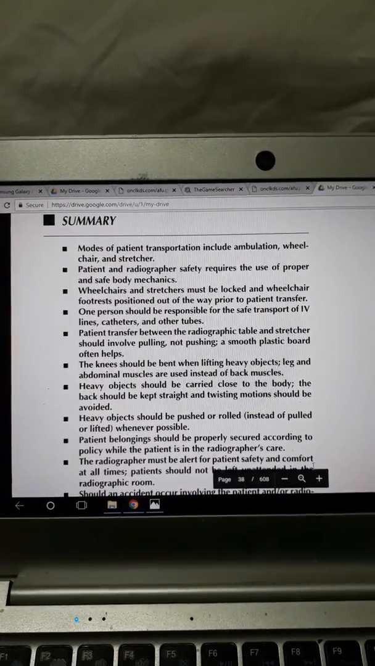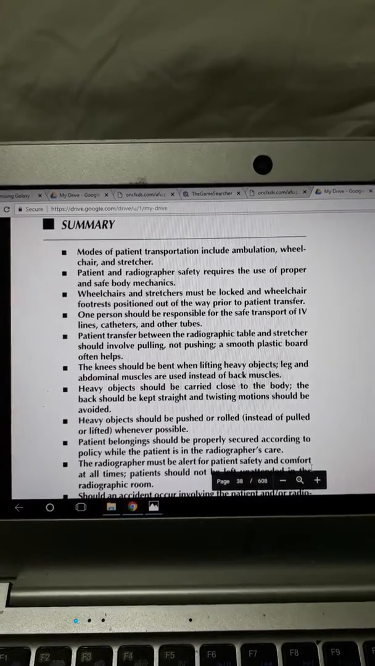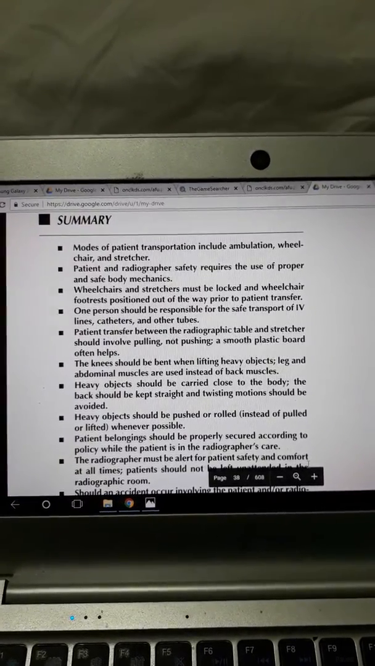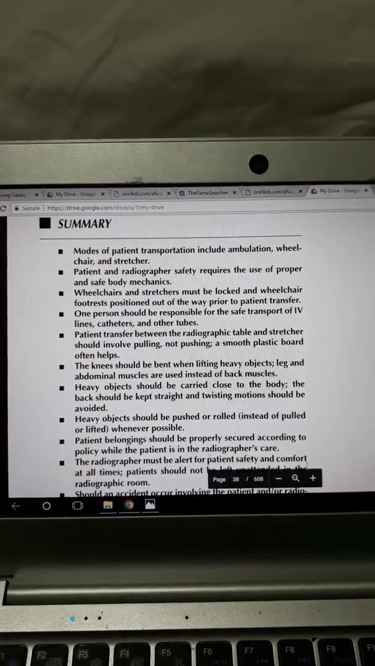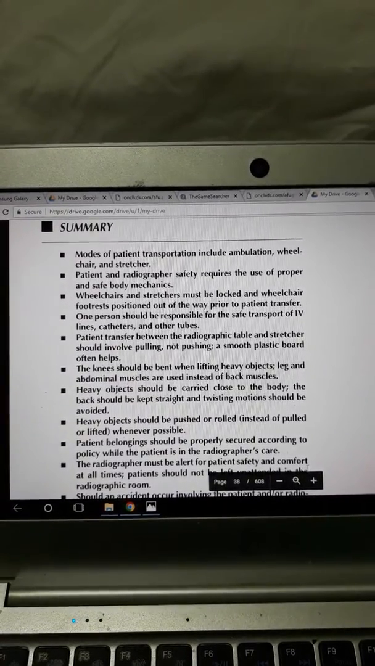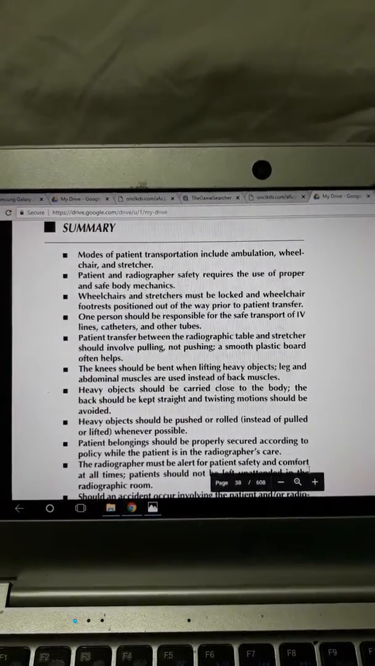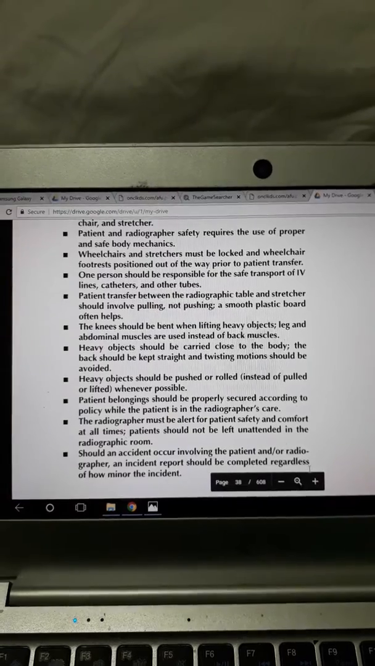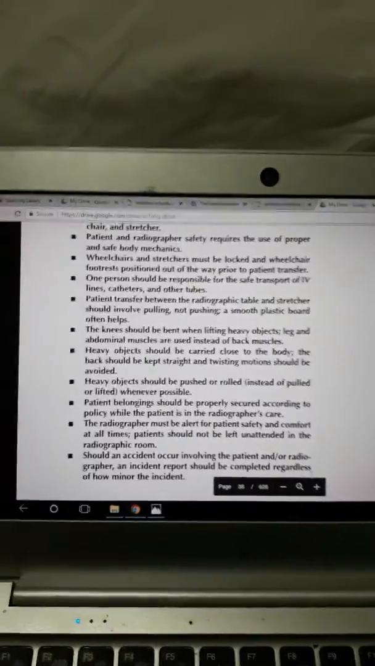The knees should be bent when lifting a heavy object. Leg and abdomen muscles are used instead of back muscles. Heavy objects should be carried close to the body. The back should be kept straight and twisting motions should be avoided. Heavy objects should be pushed or rolled instead of pulled or lifted whenever possible.